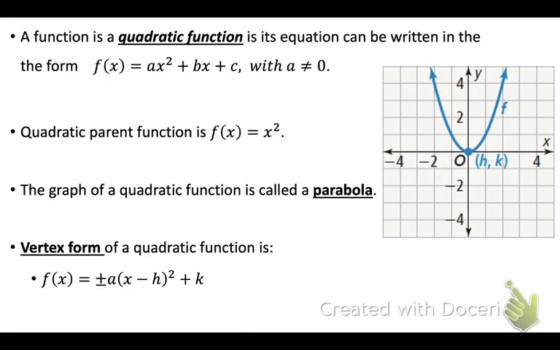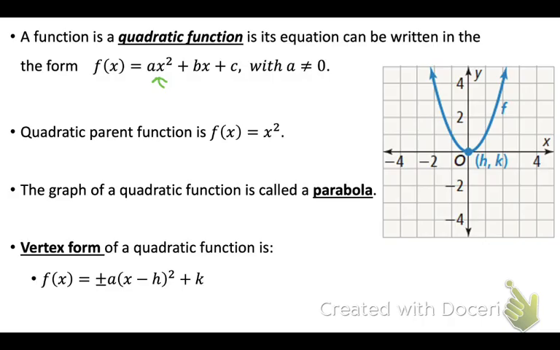So a quadratic function, its equation can be written in the form f of x equals ax squared plus bx plus c, where a is not 0. If a was 0, that wouldn't be quadratic. It would be what? Linear. Okay? So b can be 0, c can be 0, but a cannot. Because the whole point is, what makes it quadratic? The x squared.